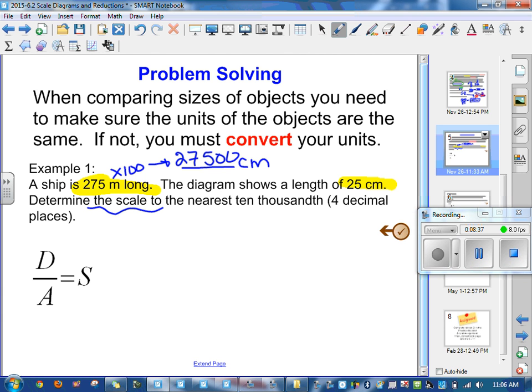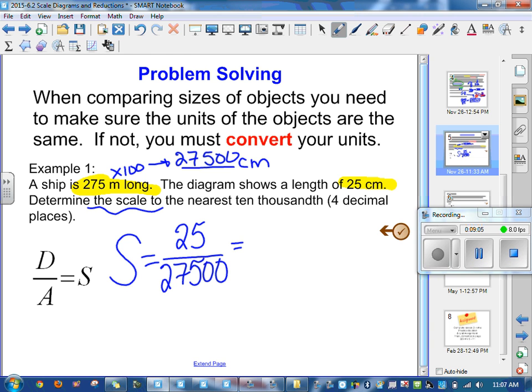So we set up our equation. S equals, my diagram on paper is 25 centimeters. In real life, my ship was 27,500 centimeters. And all you do now is you divide them. If you divide them, you're going to get a big decimal. So it's going to be a run-on decimal. If it doesn't tell you how to round, here it tells us how to round to 4 decimal places. But we're also going to find the lowest term fraction.